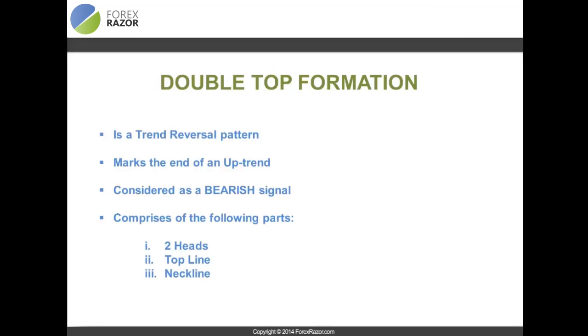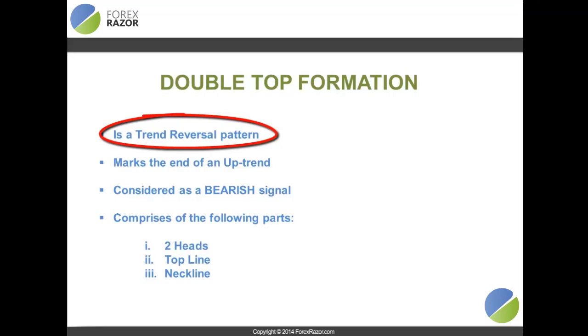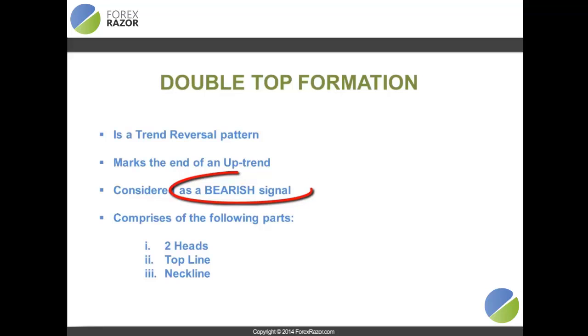So we start with the double top formation. Double top is a trend reversal pattern which marks the potential end of an ongoing uptrend. Identification of this pattern in a price move is considered as a bearish signal indicating a trend reversal from buying towards selling. The components of a double top pattern are as follows. It requires the formation of two heads, the top line joining these heads, and a neckline. We will now discuss this pattern in more detail.